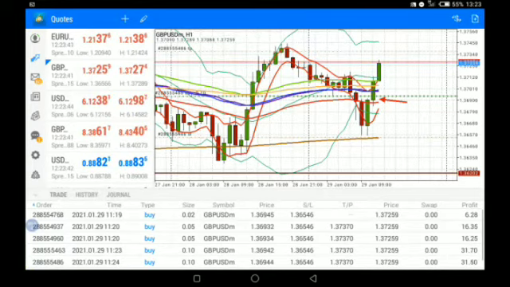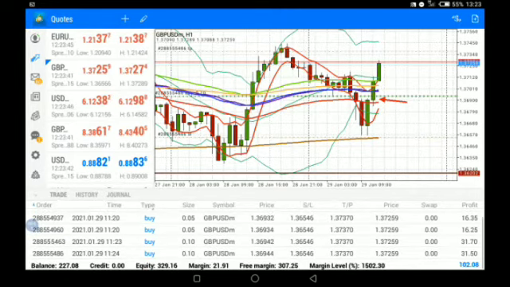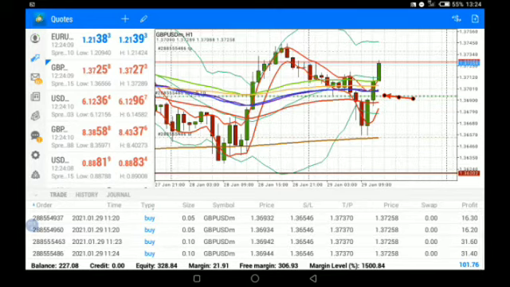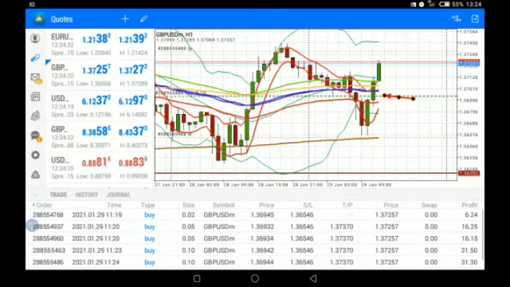Alright, so that's what the trade looks like. Price is heading to TP. Fingers crossed, so this will hit TP anytime soon. Hoping it hits TP anytime soon. So this is how we trade.